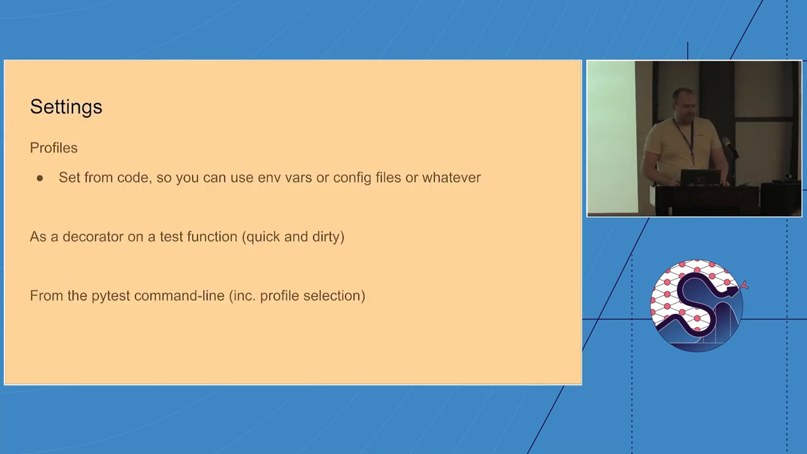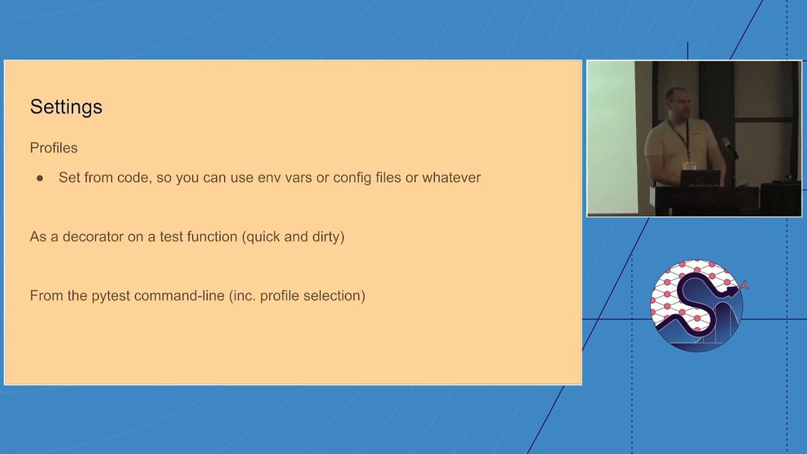Settings. So there are a couple of things. You can determine your settings using profiles, which can be set from conftest.py, and you can choose a profile using pytest flags, or you can write your own code to activate whichever setting based on your environment variable or literally anything else, right? It's just Python code. You all know how to write Python code.